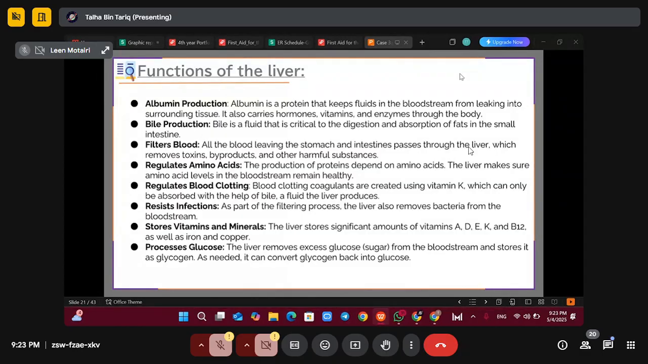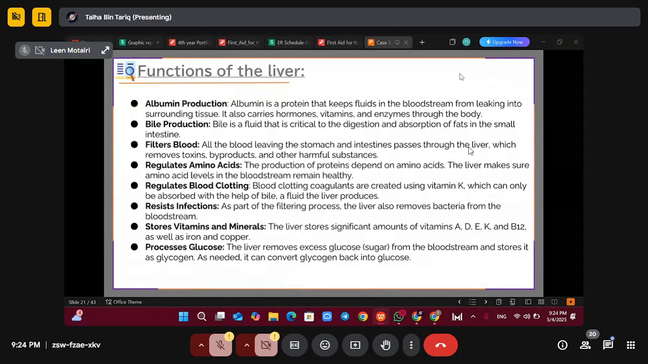Then, we all know, a very common function of the liver, bile production. What is bile? It is a fluid which is very important in digestion and absorption of fats, which we will discuss in the upcoming slides. Then, as I said, detoxification or filtering of blood. All the blood that is leaving the stomach and the intestines will pass through the liver eventually, right? So all of this blood is filled with toxins, waste products, byproducts, or harmful substances, and it will go to the liver. The liver will filter this blood, remove all of these toxins, and return the blood back to the heart through the inferior vena cava.